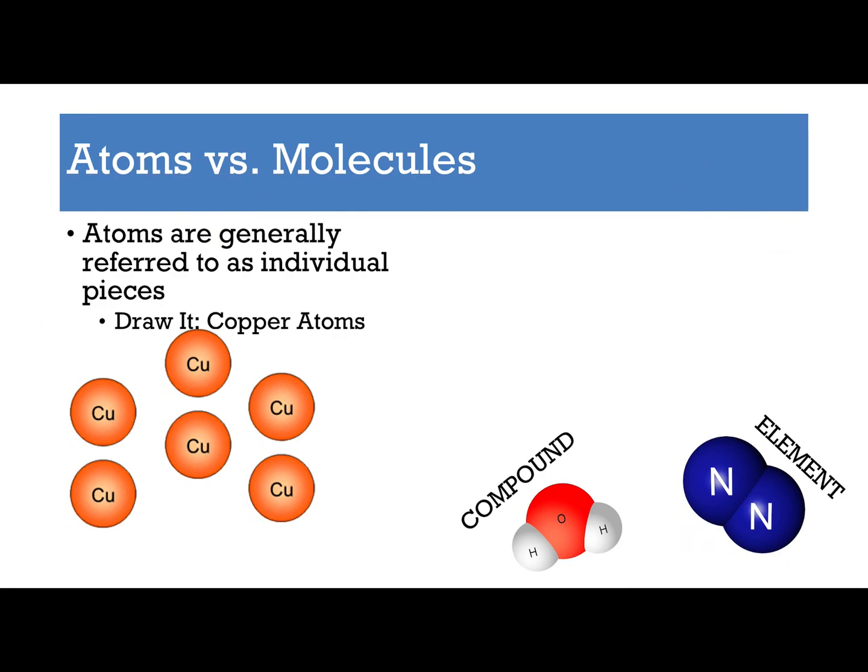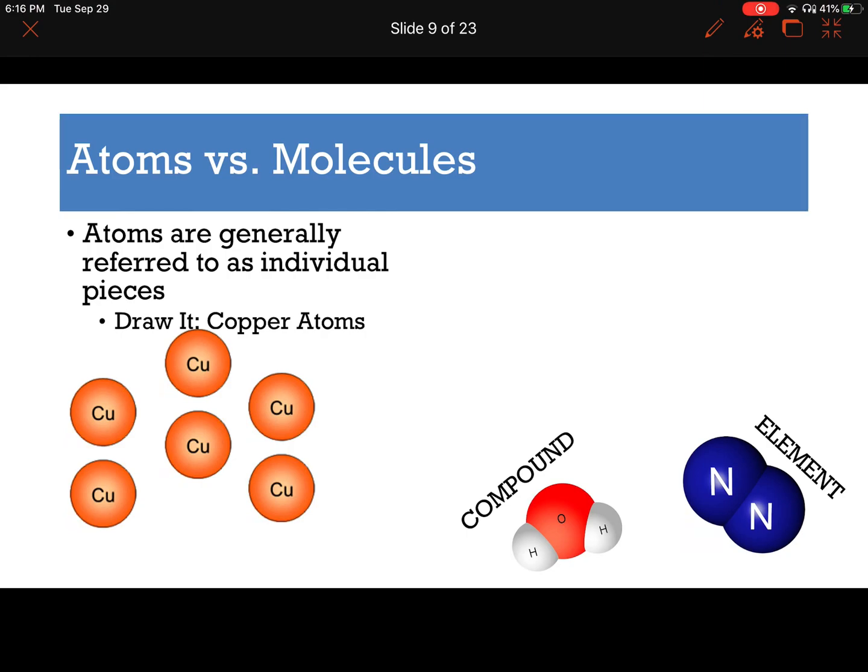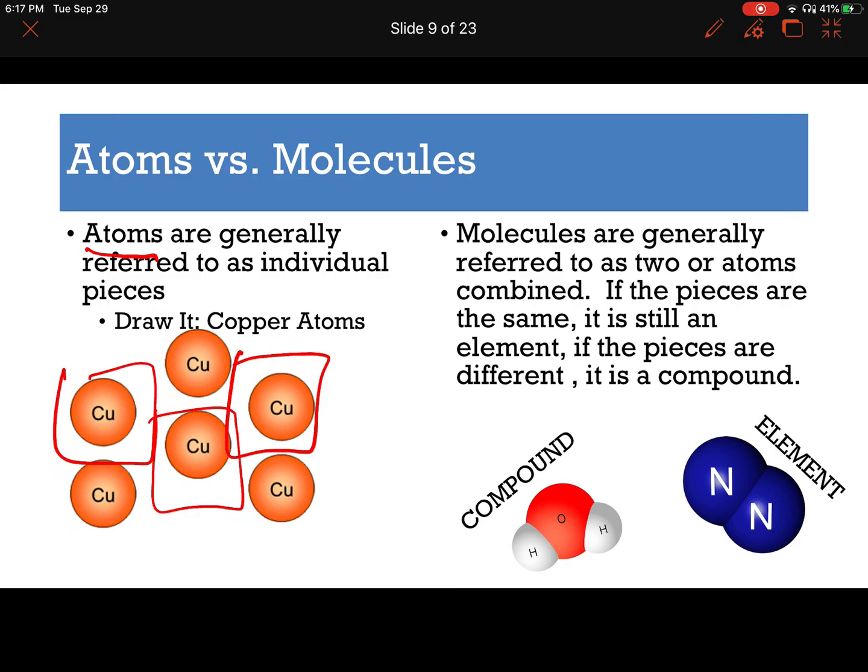So now we can introduce the terms atom and molecule. Because when you think of chemistry, you've heard these words so many times, but what do they actually mean? Are they the same? Are they different? They are a little bit different. So atoms generally refer to individual pieces. So here, and you guys could be drawing as well, 6 different copper atoms. So atoms generally refer to one piece, whereas a molecule refers to 2 or more pieces connected.